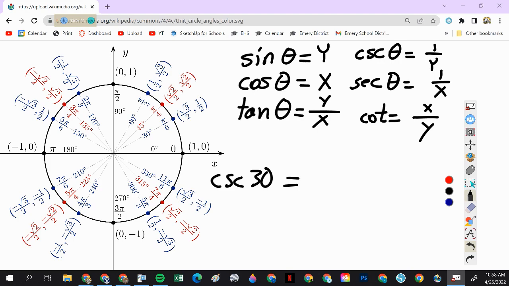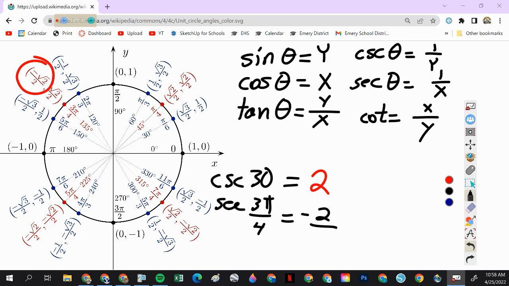So we go to 30 degrees, we look at the y value, we flip the y value upside down, and we get 2. So the cosecant of 30 is 2. All right? What about the secant of 3 pi over 4? So we look at the x value at 3 pi over 4. Negative root 2 over 2 flipped upside down is going to be negative 2 over root 2.